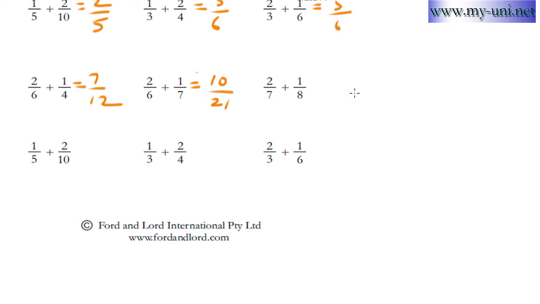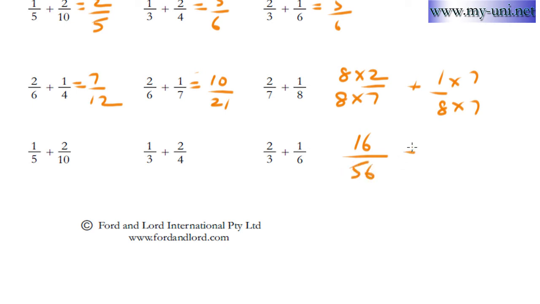The next one, 2 over 7 plus 1 over 8. This has to be multiplied by 8 and this by 7. 2 times 8 and 1 times 7. 8 times 2 is 16 and 8 times 7 is 56, plus 1 times 7 is 7 and 8 times 7 is 56. The denominators are same, 56 once only.